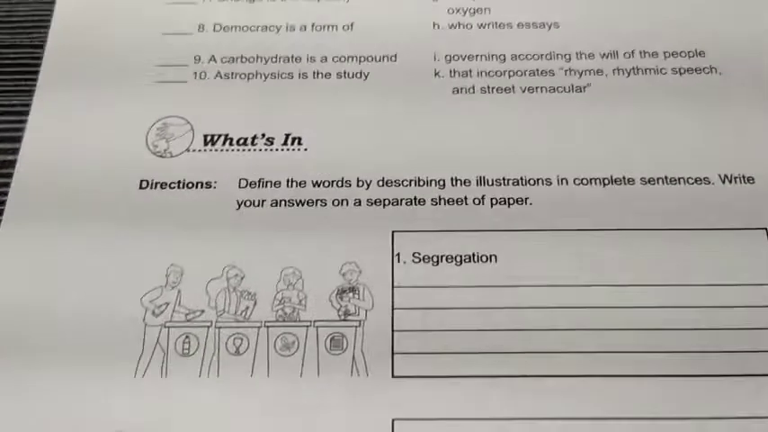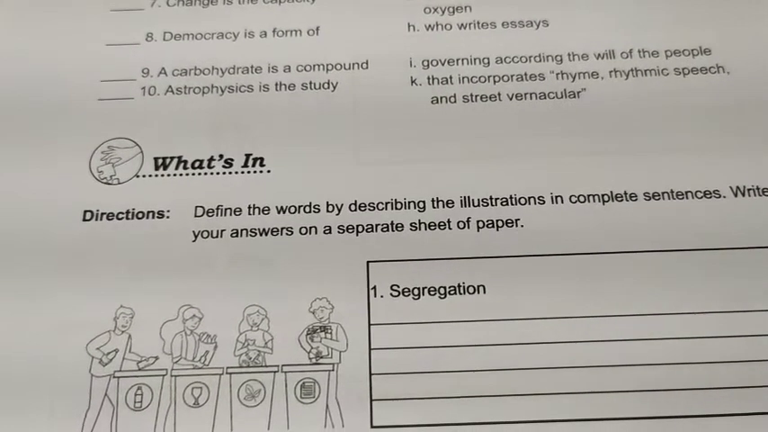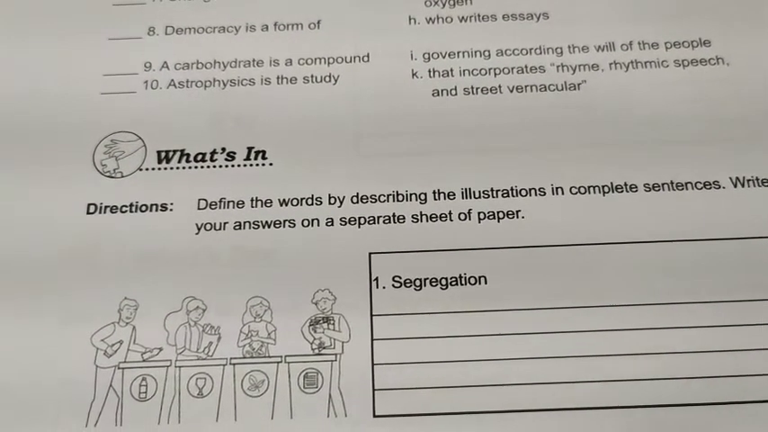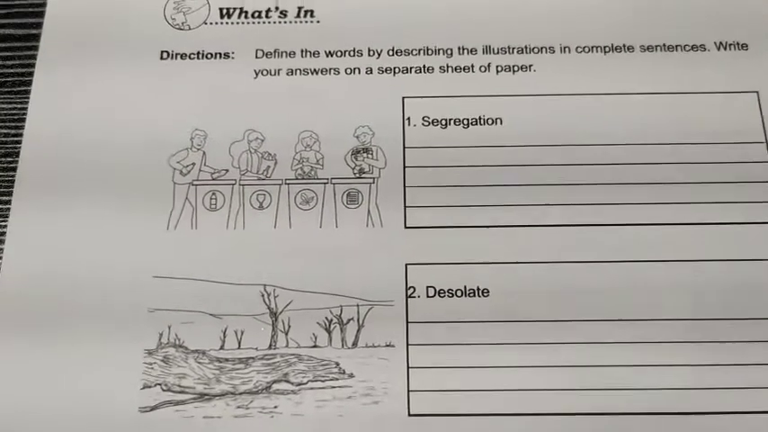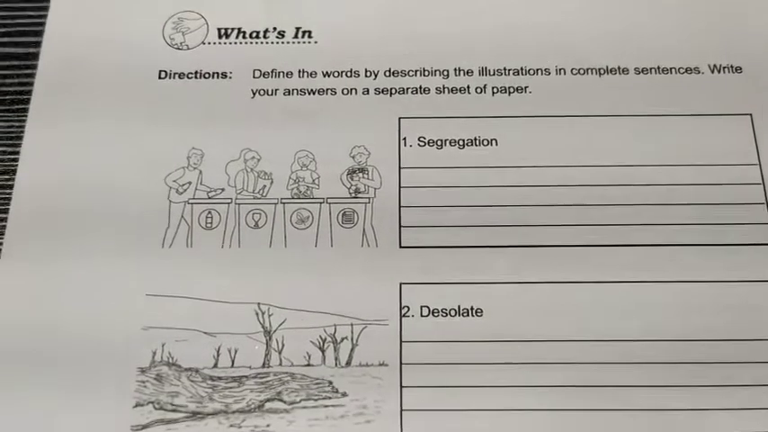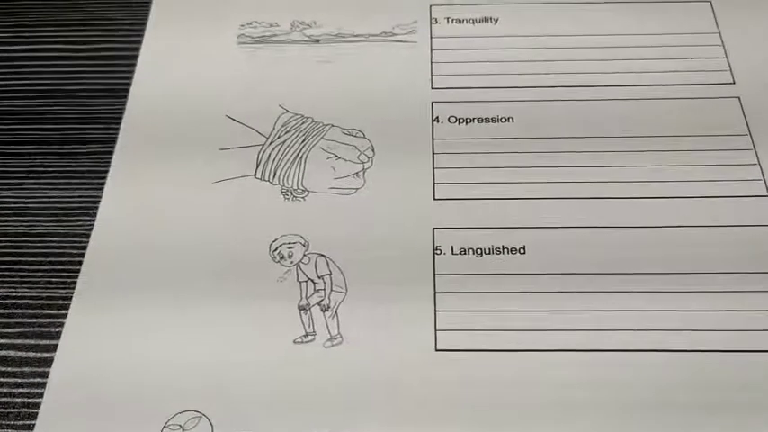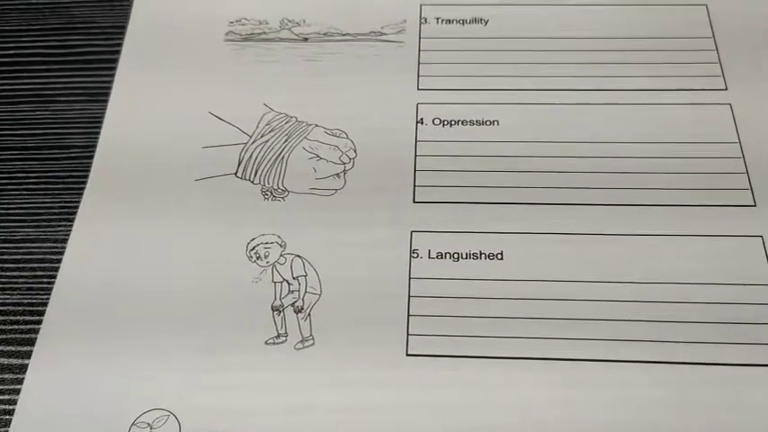So for what's in, define the words by describing the illustrations. Incomplete sentence, write your answer on a separate sheet of paper. So you can have even one sentence as long as you really define or illustrate what is in the picture. So we have 5 pictures here. So even one sentence, as long as it's clear and it's really understandable.